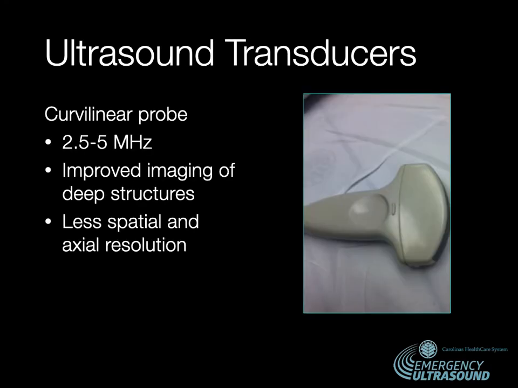Our curvilinear probe is one of my favorites. We consider it a jack-of-all-trades probe. It's a great choice for many critical care applications, namely abdominal and thoracic imaging. So this is a lower frequency probe at 2.5 to 5 megahertz. So better imaging of deeper structures, so you lose some of that spatial and axial resolution.